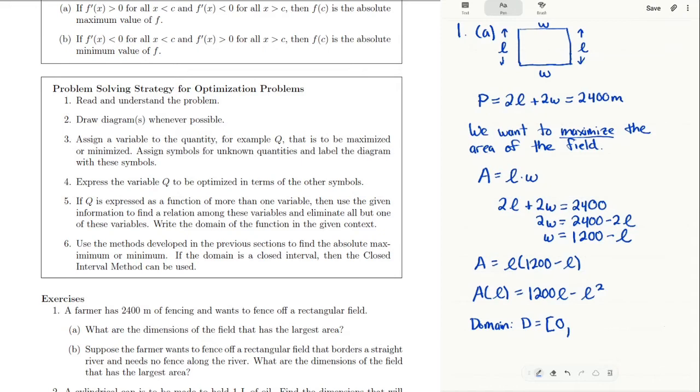And because there are two sides that have a length of L, then the largest length that L can be will be half of the perimeter. So if the length of L is equal to 1200, then that is the most amount of fencing that we can use so that we still make a rectangular field. So the domain of this function is going to be from 0 to 1200, including the endpoints.